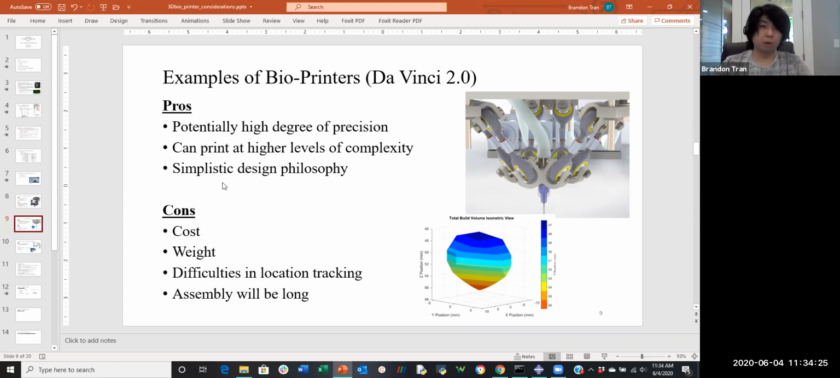You can print more complex substances with this. It's still simple in design. It's just a bunch of pistons, but cost, weight, and assembly are going to be high, and assembly will take long. Calibration may be difficult depending on how good you are. Now, this is completely dependent on how good you are with computer software, dynamics, and handling. So that's completely dependent on the person programming. I just put that there because a lot of people have that problem.